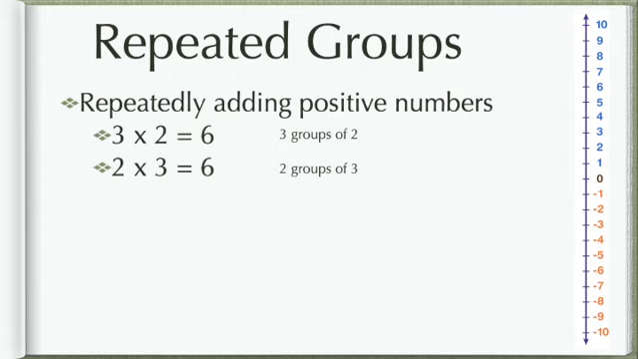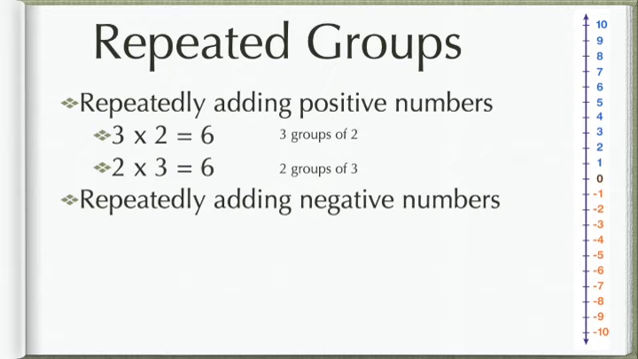You can also reverse it and look at 2 times 3 being 6. So you have 2 groups of 3. 2 groups of 3 is still 6. So either 3 groups of 2 is 6 or 2 groups of 3 is 6. That's what repeatedly adding is. That's what multiplication is. What if you repeatedly add negative numbers?